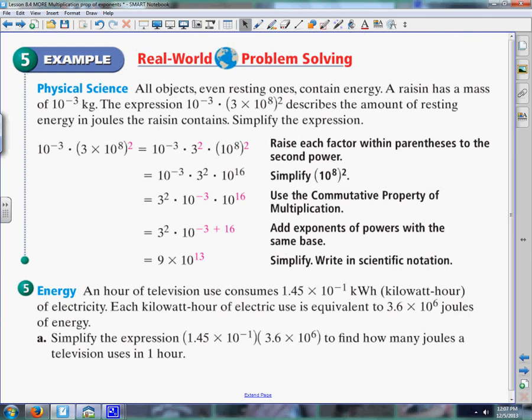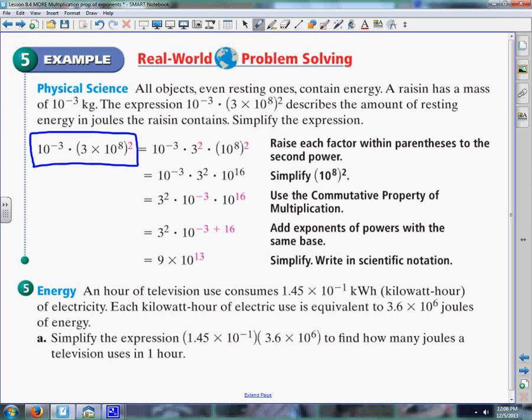All right, real world problem. All objects, even resting ones, contain energy. A raisin has a mass of 10 to the negative 3 kilograms, so it's very small. The expression 10 to the negative 3 times the product of 3 times 10 to the 8th squared describes the amount of resting energy in joules the raisin contains. Simplify the expression. So really what you're doing, if you look here, is you're going to multiply 10 to the negative 3rd times this scientific notation.